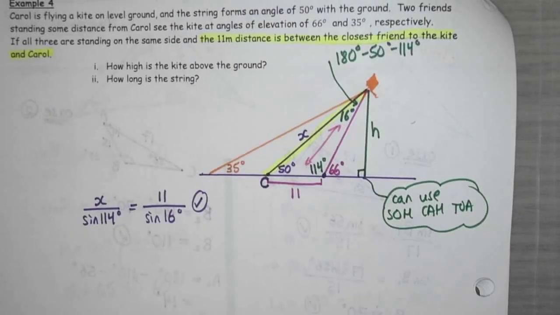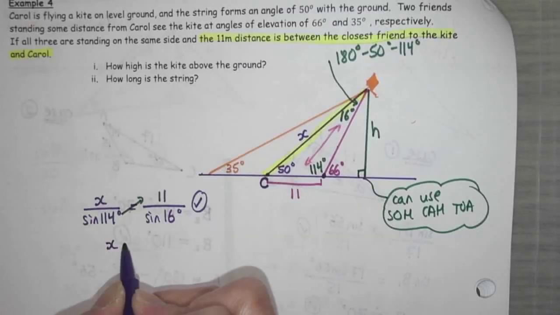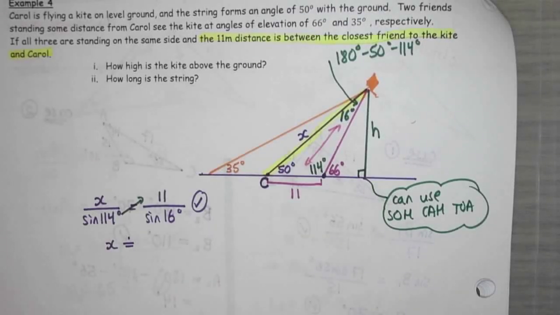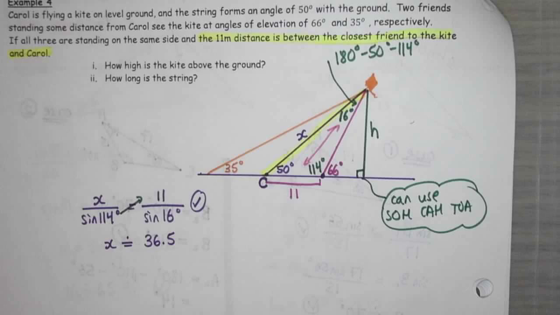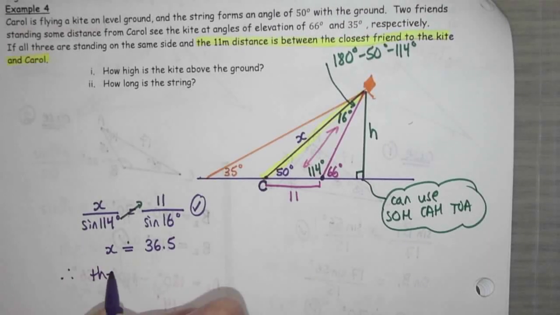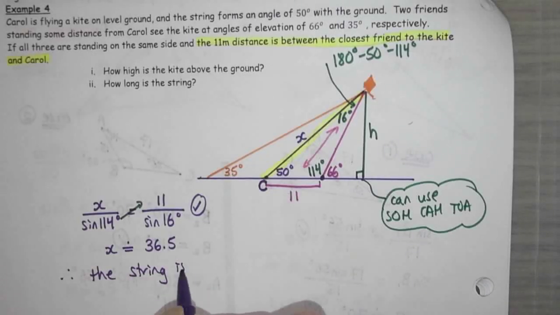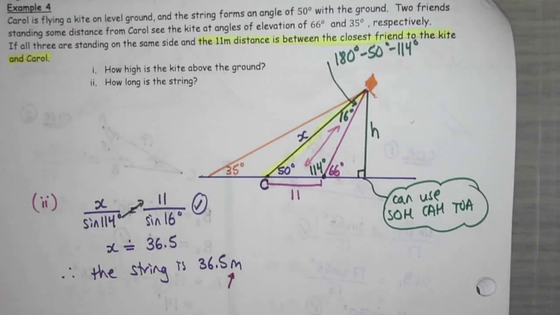Then you can bring this one up and just calculate that, and x is approximately... Someone tell me what they got. 36.5? Okay. There you go. Agreed. So therefore, the string is 36.5 meters. Make sure you put units, and we're done. So even if you answer the second part first, that's okay.